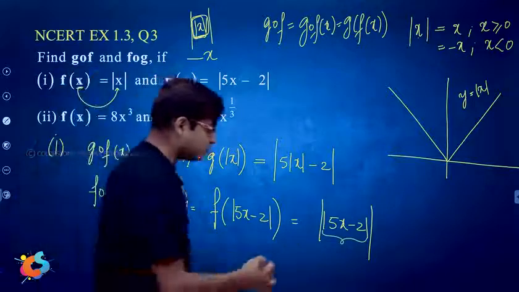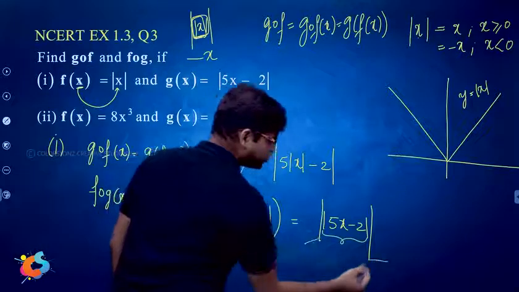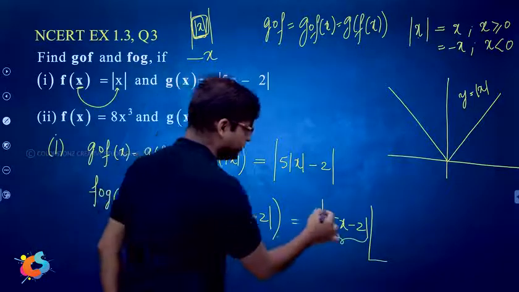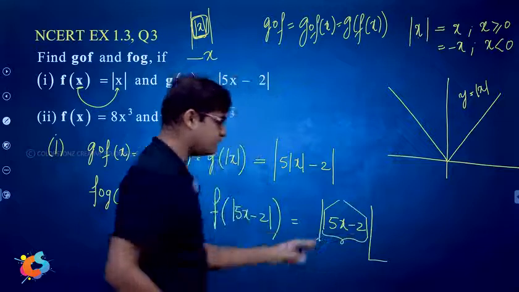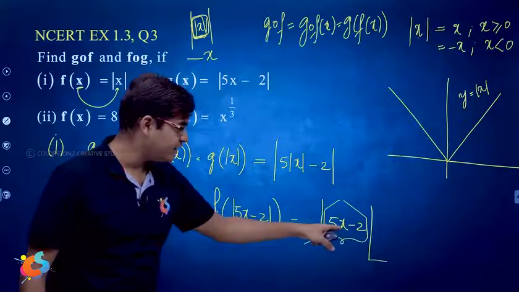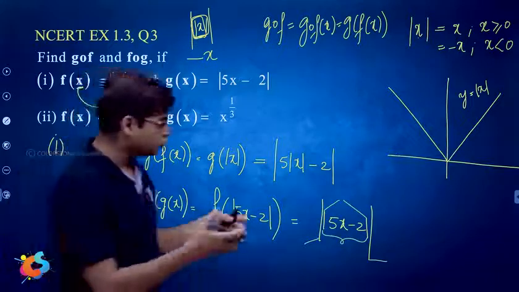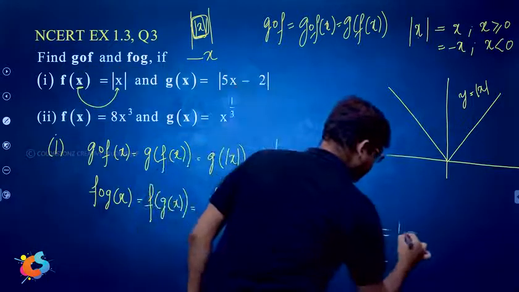Now, which mod do we have to remove? We have to remove the outside mod itself. Obviously, because of this inside mod, this whole thing, which is mod of 5x minus 2, has become 0 or positive. So the outside mod is not doing anything. So you can remove it.